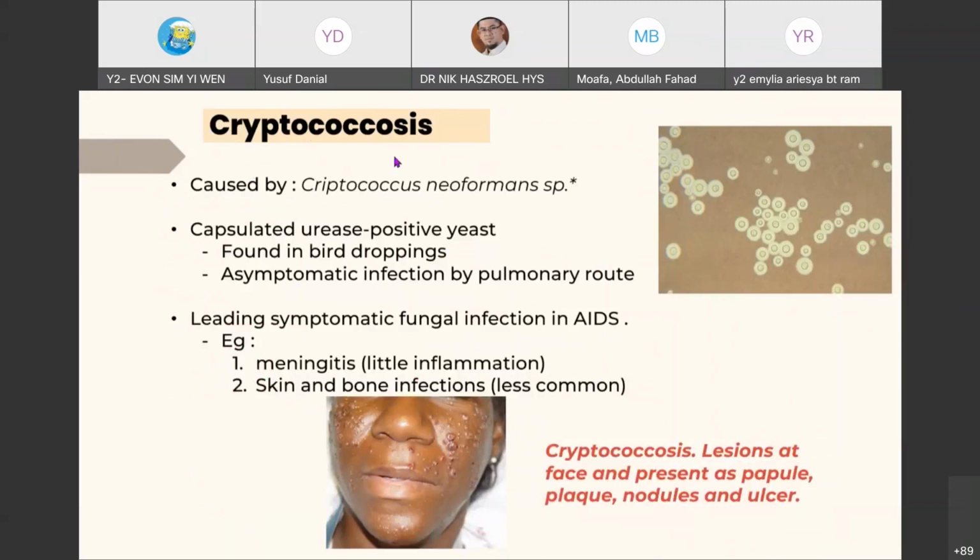So for cryptococcosis, it's caused by Cryptococcus neoformans, an encapsulated, urease-positive yeast. It is found in bird droppings, and infection is acquired by the pulmonary route. It is a leading symptomatic fungal infection in AIDS. So these are the examples. We can see lesions on the face that present as papules, plaques, nodules, and ulcers.